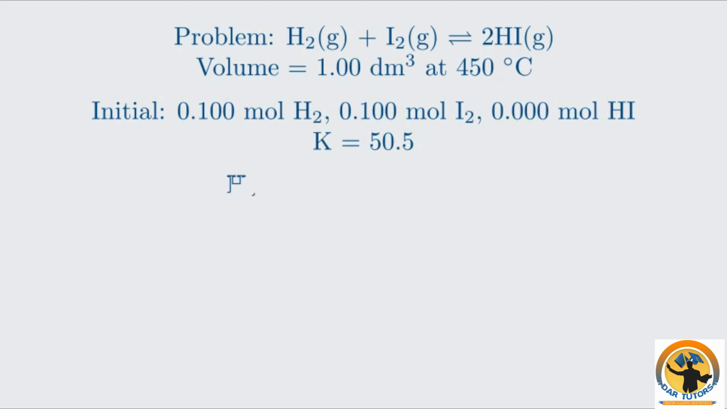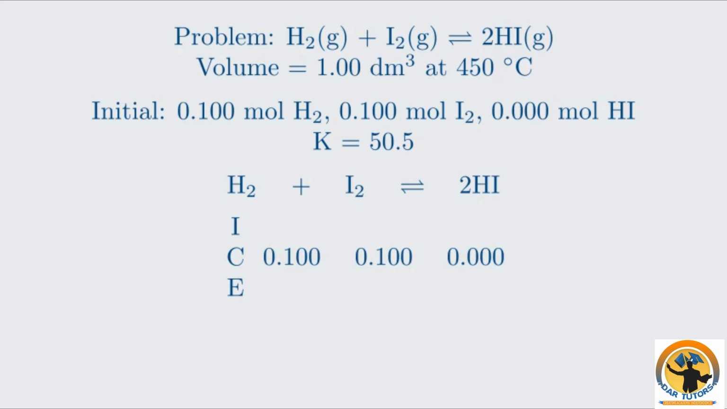We start by setting up our ICE table. We write the balanced equation, and then rows for the initial concentrations, the change in concentrations, and the final equilibrium concentrations. The initial concentrations are the initial moles divided by the volume. Now for the change.